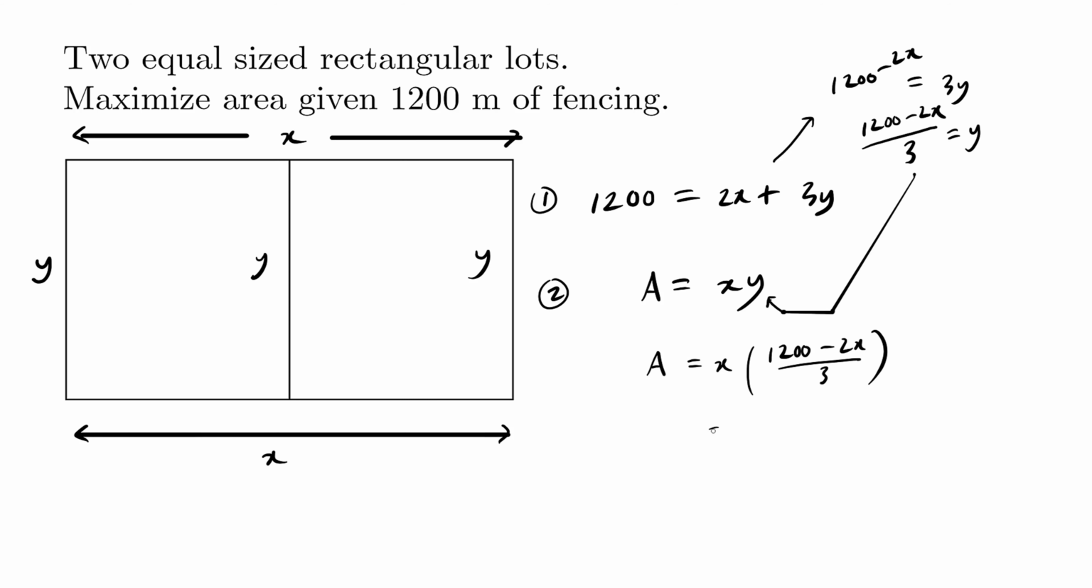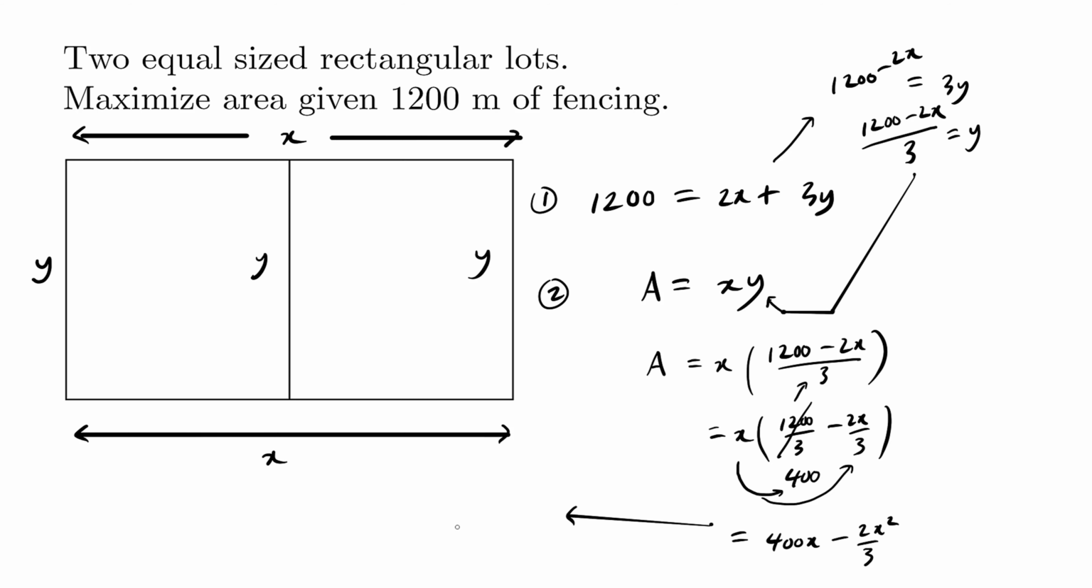Okay, so now we can just split apart the fraction inside here. 1200 divided by 3 minus 2x over 3. And this here, by the way, 1200 divided by 3 is the same thing as 400. So now we can multiply and use distribution. X times 400 is 400x. X times negative 2x over 3 is negative 2x squared over 3. So there we have it. We have the area formula of a quadratic.